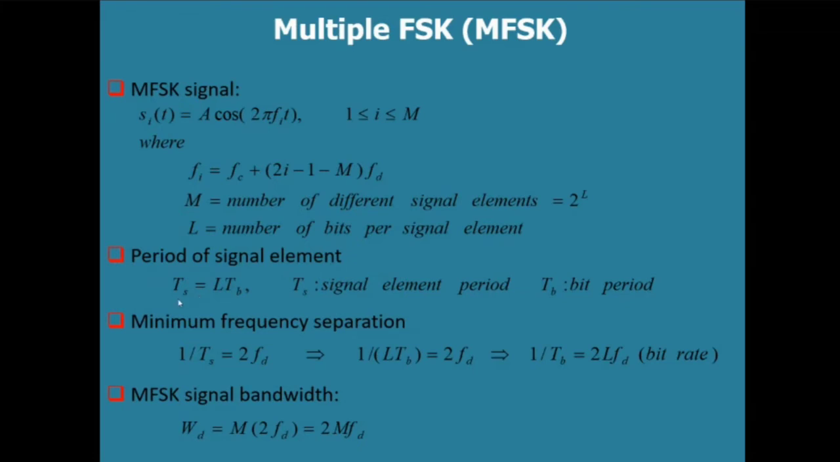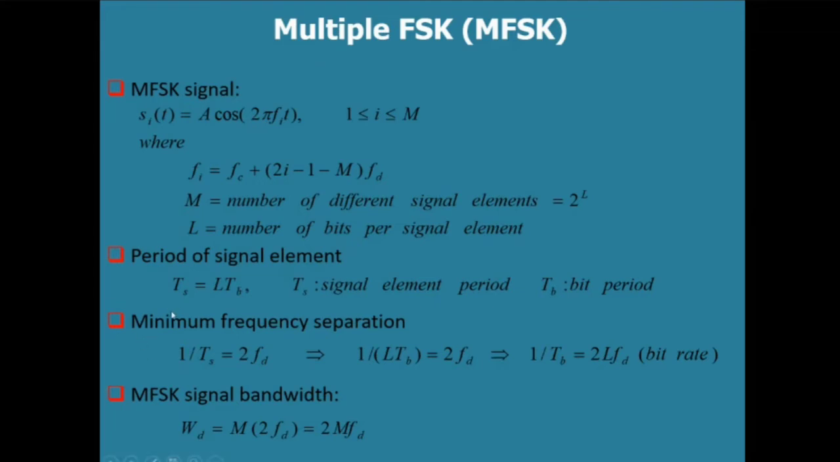So the period of signal element is Ts, where L is the number of bits per signal element. Suppose in the signal element it is 4, meaning 4 times T_B. To transmit a single bit it requires 5 milliseconds, so 4 times 5 milliseconds is 20 milliseconds for the period of the signal element.